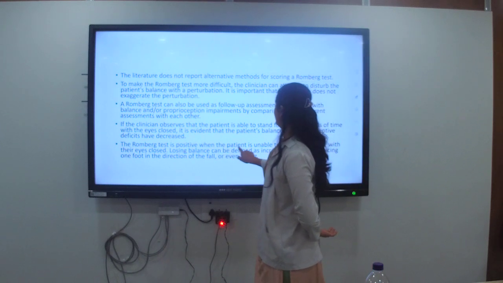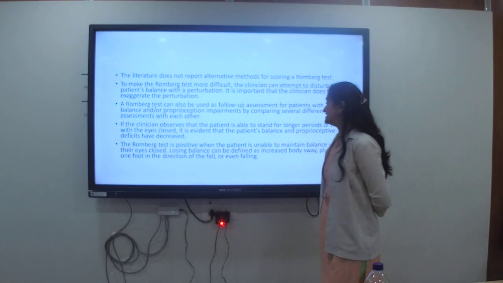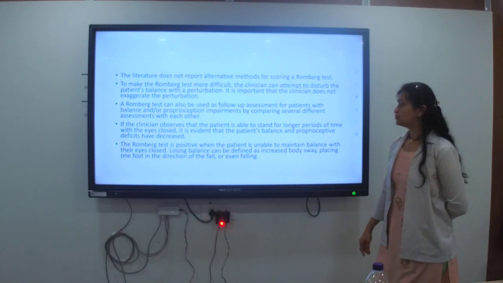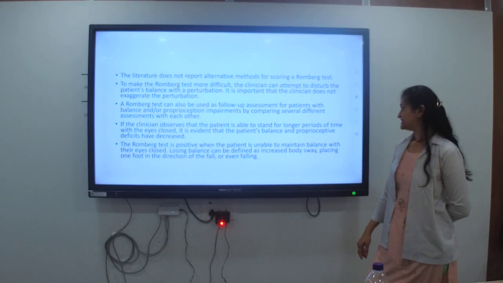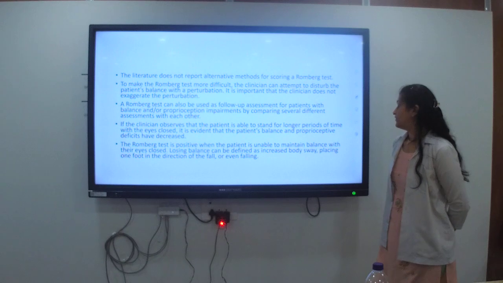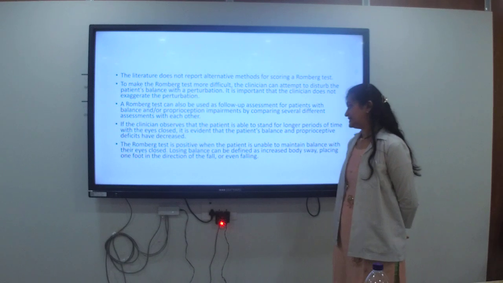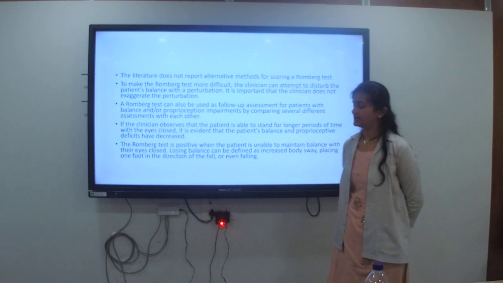This test is positive when the patient is unable to maintain balance with their eyes closed. Losing balance can be defined as increased body sway, placing one foot in the direction of the fall, or even falling.